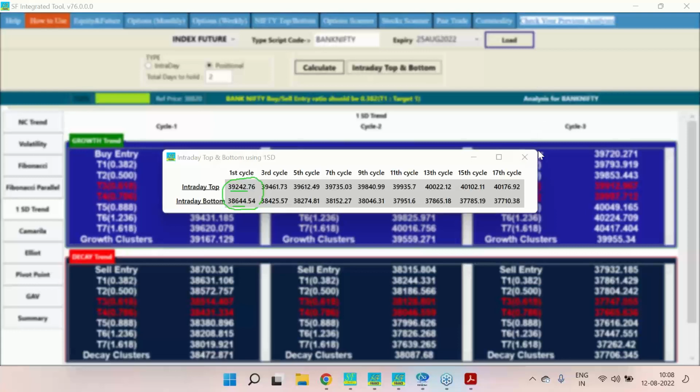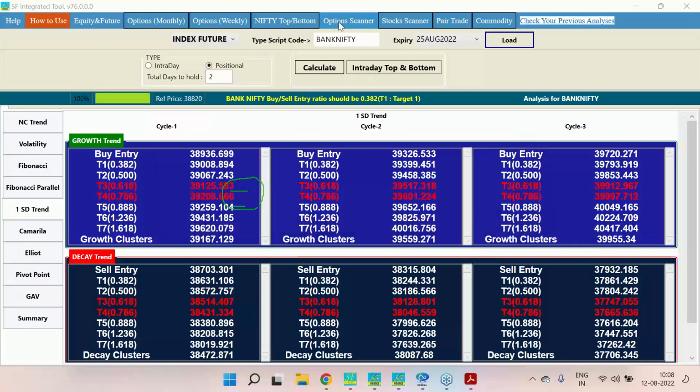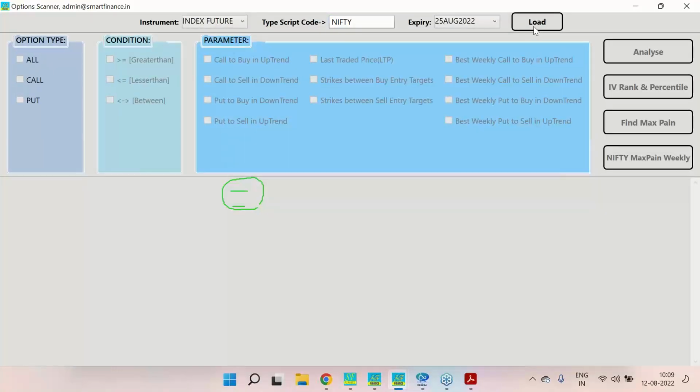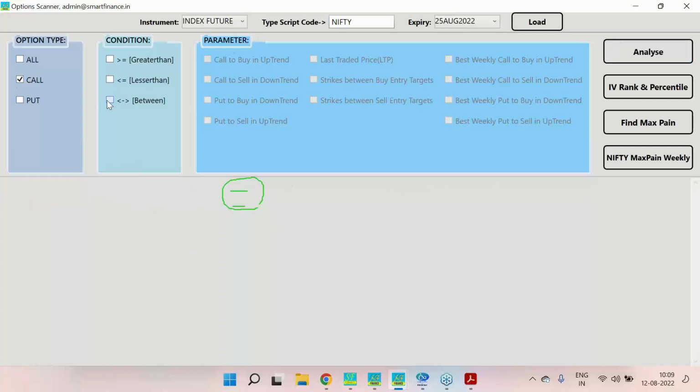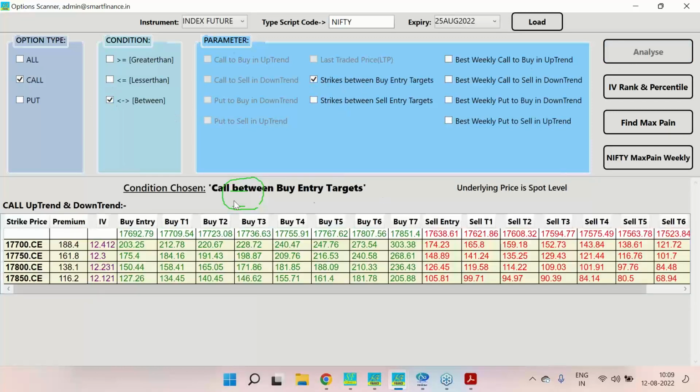Same process. Also you can see here the option. Those who are using option trades, I will suggest they better use this advanced tool of our option scanner. First select the symbol, analyze all strikes, go for call options. You can choose any of these 3 options. Strike between buy entry and targets. Here all levels will change. Here you can see.